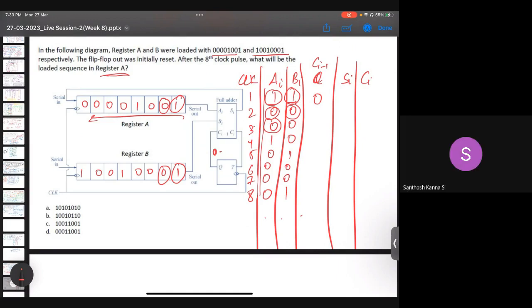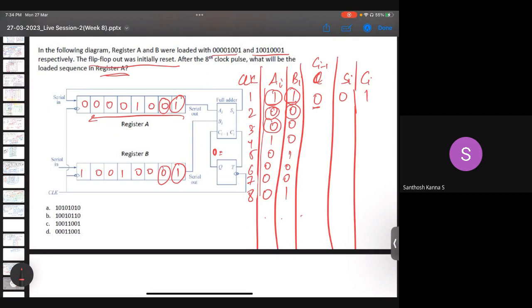Yes, sir. Okay. So Ci minus 1, it says that the flip-flop was initially reset. So Ci minus 1 was nothing but Q only. So I have written the first value as 0 only. Now we'll do the sum and carry. For a full adder, the sum is, you can check, A XOR B, so it is 0 and the carry is 1.